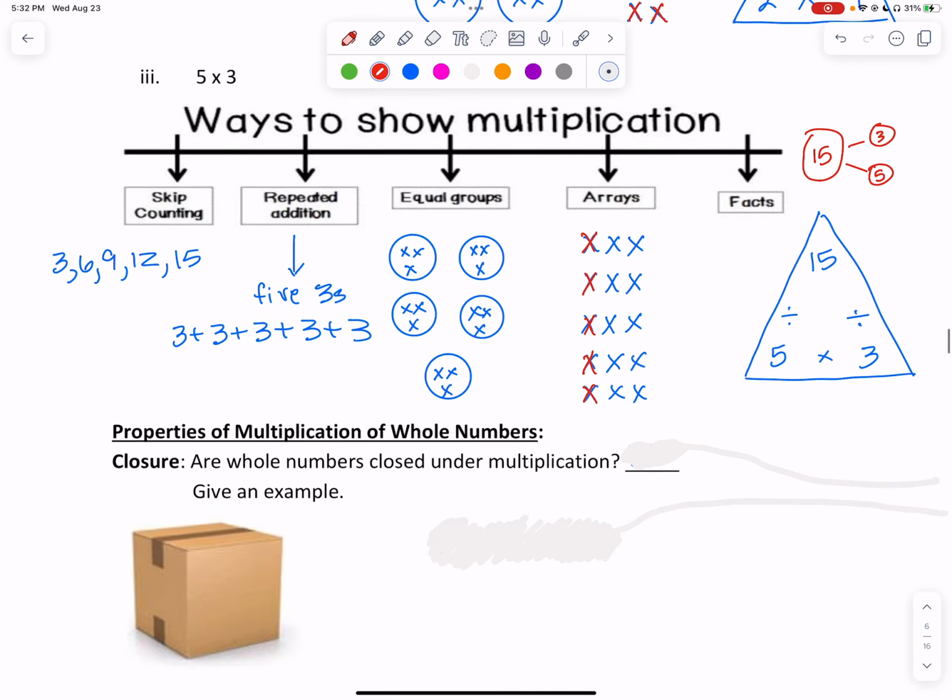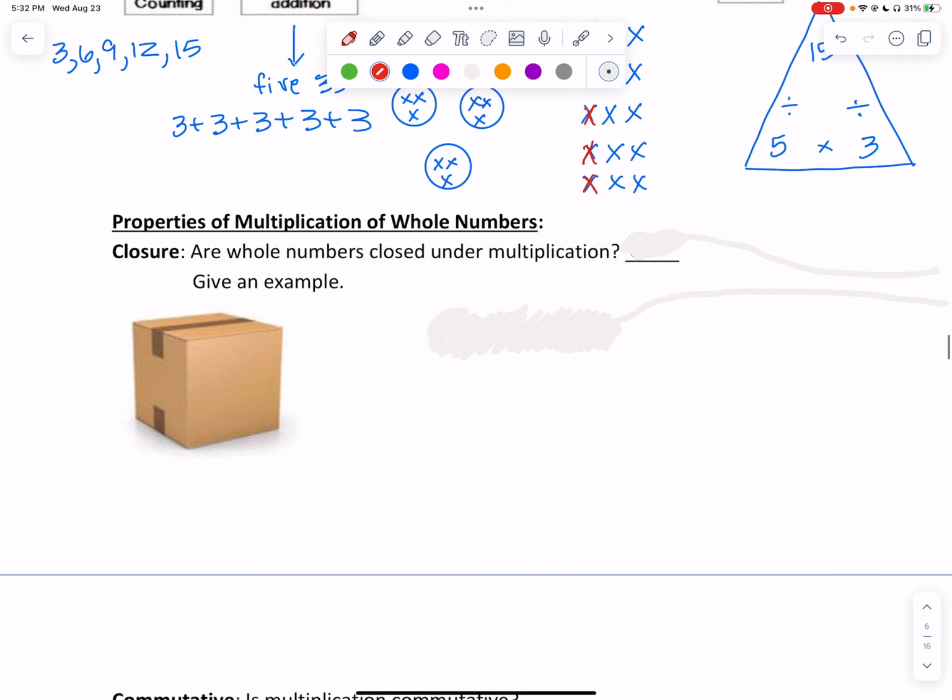Okay, so now we're going to talk about properties of multiplication. So we need to find out if our whole numbers are closed under multiplication. So again, that means I've got bunches of zeros, bunches of ones, bunches of twos, all the way up to forever. Okay, is it closed under multiplication? If I grab one of these and one of these, and I multiply them together, will I still get a number that is in my box? Okay, so that answer is yes.